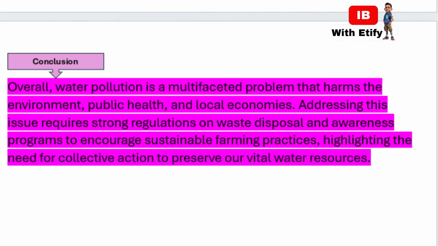Addressing this issue requires strong regulations on waste disposal and awareness programs to encourage sustainable farming practices, highlighting the need for collective action to preserve our vital water resources.